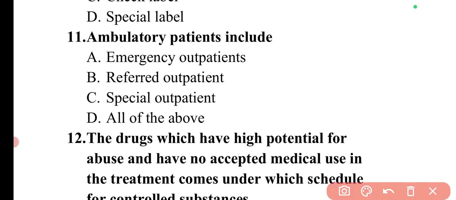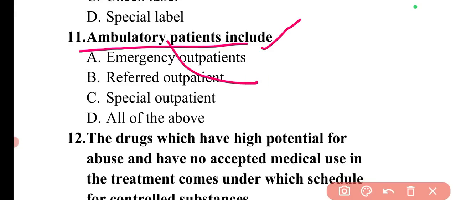Next, moving to another question: ambulatory patients include. So basically the ambulatory patients are those patients who are not admitted in the hospitals. So they basically go to the hospital, take the necessary advice of the doctor, take the necessary medication if required, or emergency treatment, necessary treatment. So after doing that, they can leave the hospital.